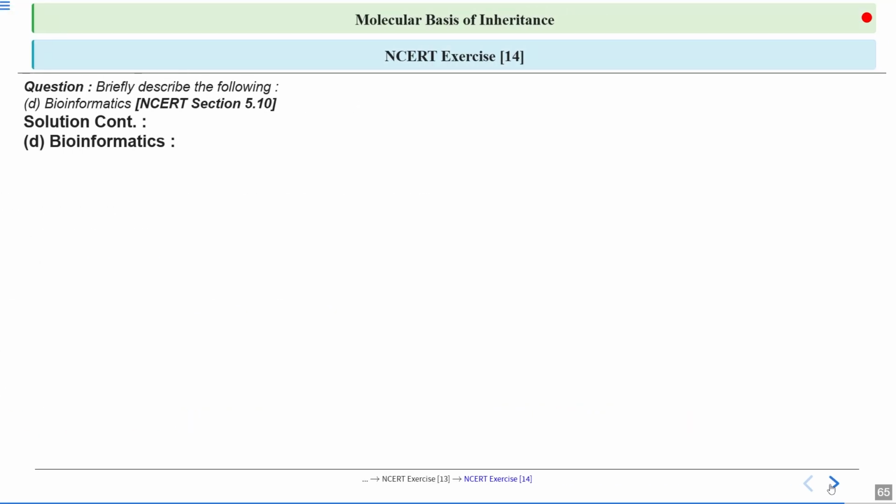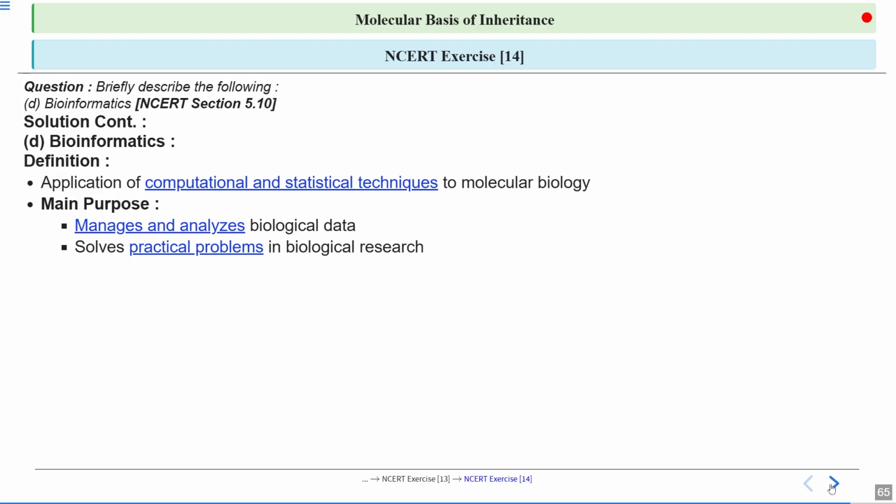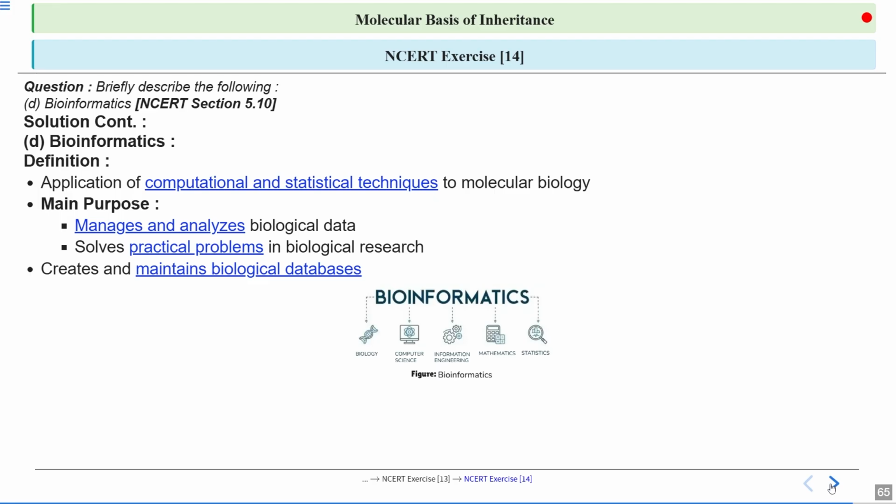Now, last was bioinformatics. What is bioinformatics? If we talk about the definition of bioinformatics, it is an application of computational and statistical techniques to molecular biology. What's the main purpose of it? It manages and analyzes biological data, solves practical problems in biological research, and creates and maintains biological databases.